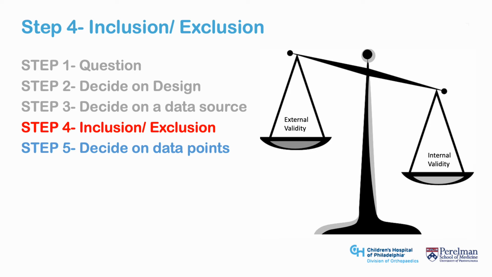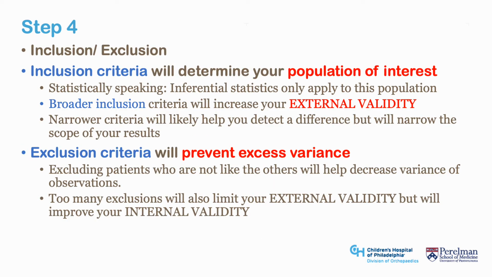After deciding on the data source, inclusion and exclusion criteria must be assigned. Inclusion criteria determines the population of interest. In a statistical context, inferential statistics obtained during your study will only apply to this population. Broader inclusion criteria will increase your external validity, whereas narrower criteria will likely help you detect a difference through decreased variance, but will narrow the scope of your results. In addition, too broad inclusion criteria may damage the internal validity of your question.